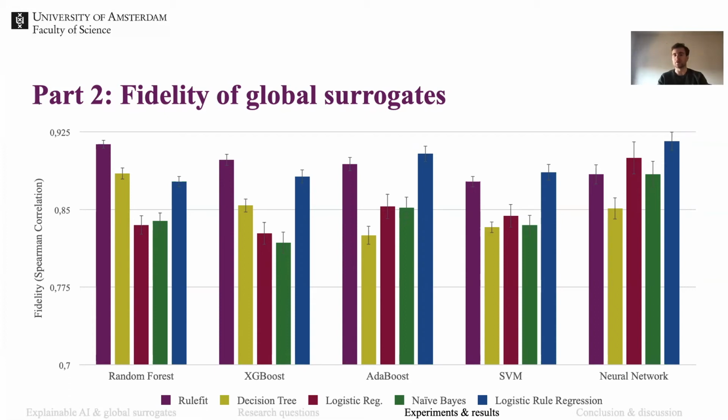Clearly, the best surrogate varies depending on the black box. For random forest and XGBoost, which are the first two on the left, rule fit appears to be the best performing surrogate, but for AdaBoost, support vector machines, and neural networks, which are the 3 black boxes on the right, logistic rule regression performs best.